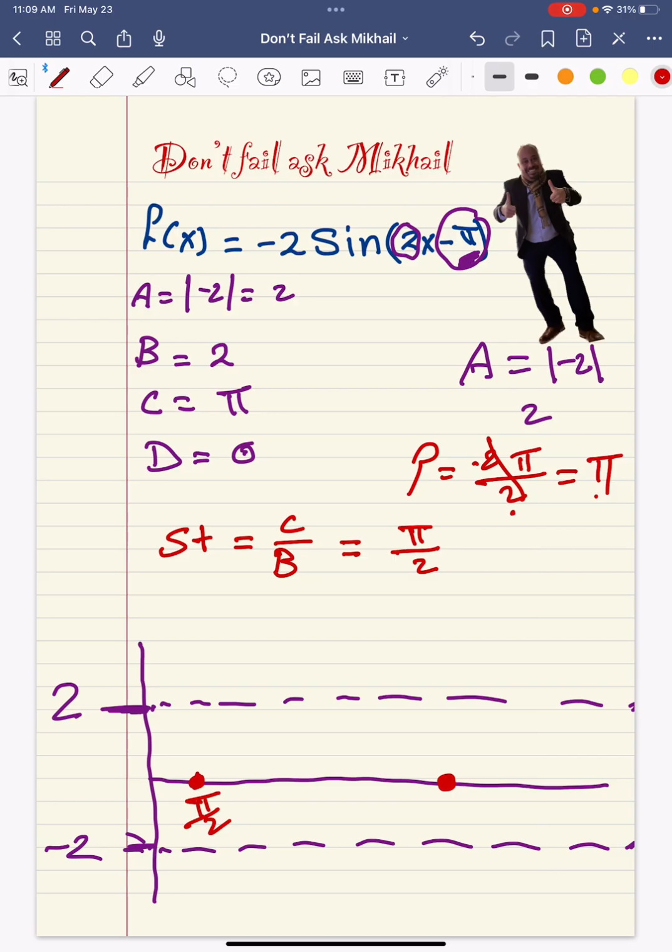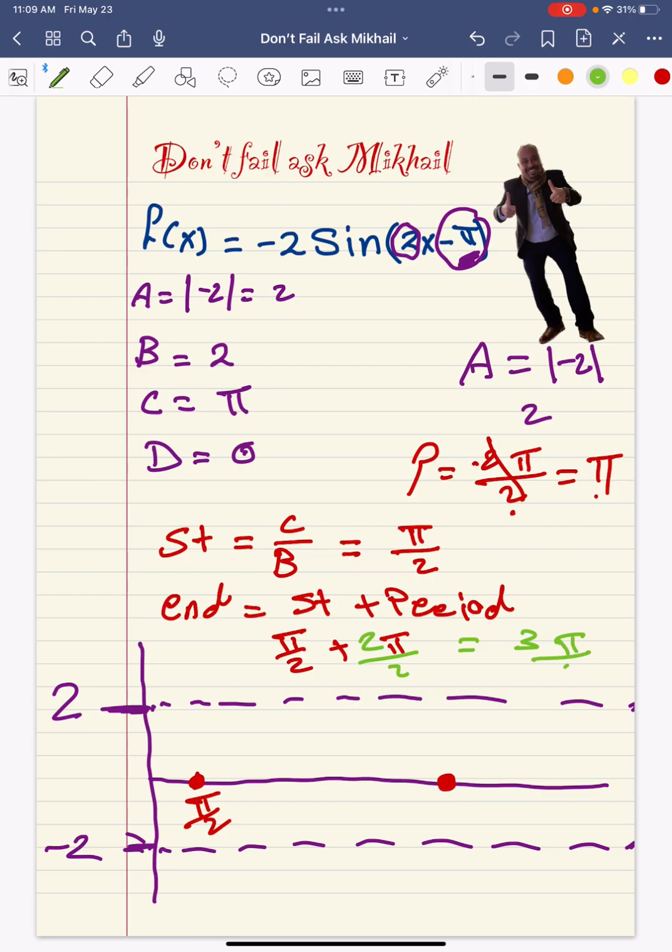But what is the coordinate of this end point? The end point always equals the start plus the period. If I add the start plus the period, I'm going to get the end point. My start is pi over 2, and the period is pi. Common denominator, multiply top and bottom by 2, that will equal 3 pi over 2. So the end is 3 pi over 2. In the middle exactly, what's in the middle? How can I find this midpoint? You add this point plus this point, divide by 2.